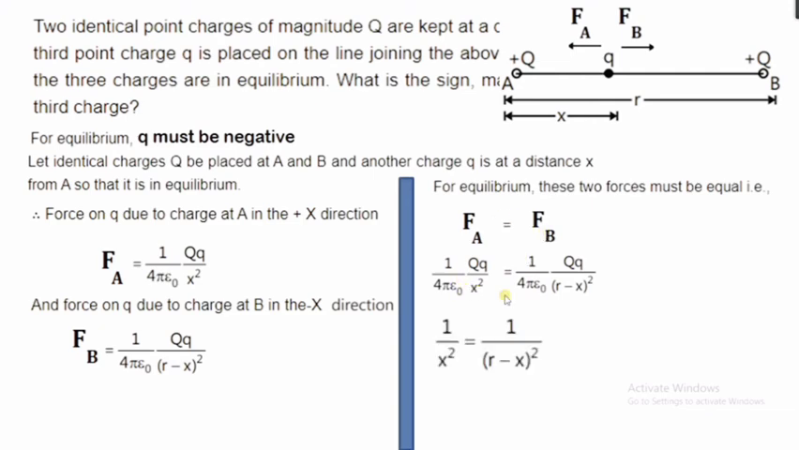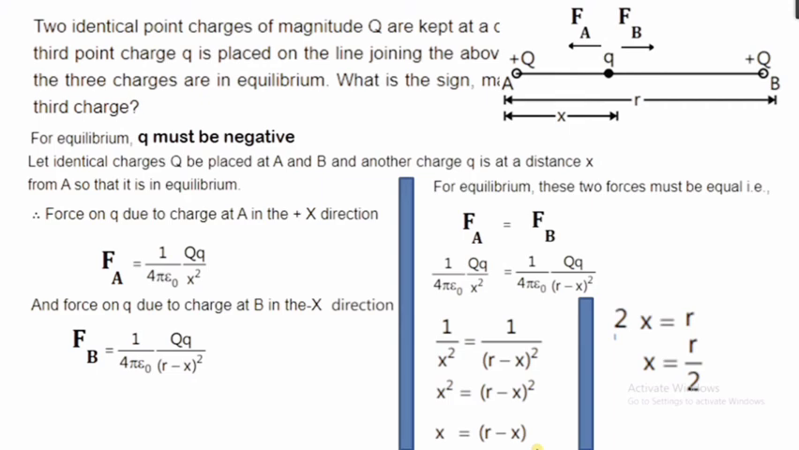Now if you put the values, you can cancel this k and k, and you are left with this. And if you solve this, Q q also gets cancelled. So x is equal to r minus x, or 2x is equal to r, x is equal to r by 2. So this charge has to be kept in the center, that is r by 2.